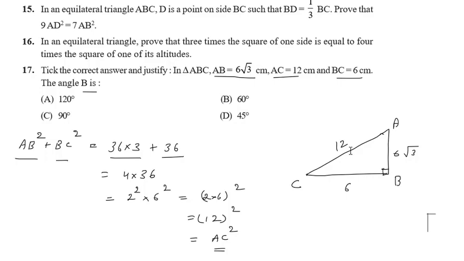So angle B is 90 degrees is the correct answer, right? So no need to draw this as a right angle triangle. Here you can use this converse of Pythagoras theorem and prove that this is a right angle triangle and angle B is 90 degrees is the correct answer, right? So this is how we have done this Pythagoras theorem in all.